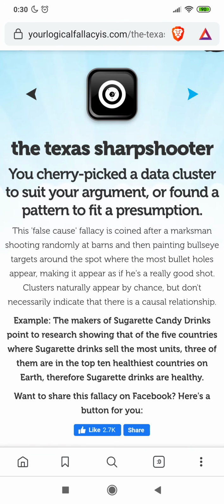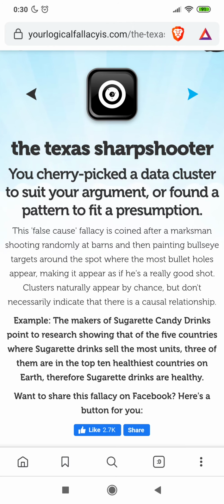The Texas sharpshooter. You cherry-picked a data cluster to suit your argument or found a pattern to fit a presumption. This false cause fallacy is named after a marksman shooting randomly at barns and then painting bullseye targets around the spot where the most bullet holes appear, making it appear as if he is a really good shot. Clusters naturally appear by chance, but don't necessarily indicate that there is a causal relationship.